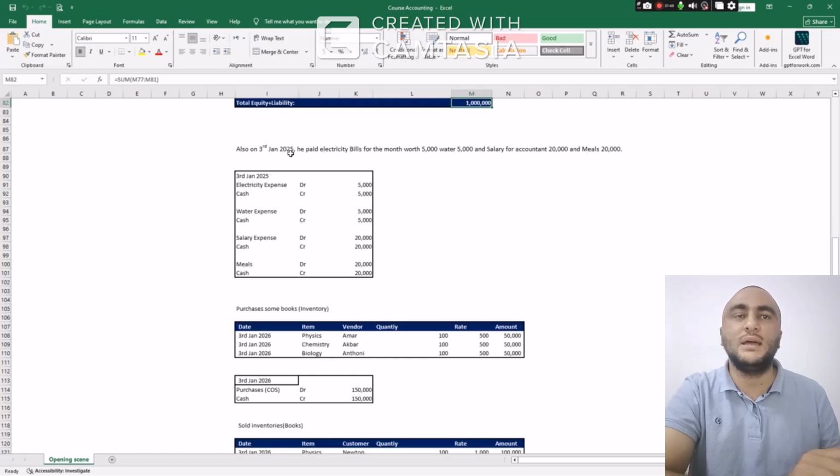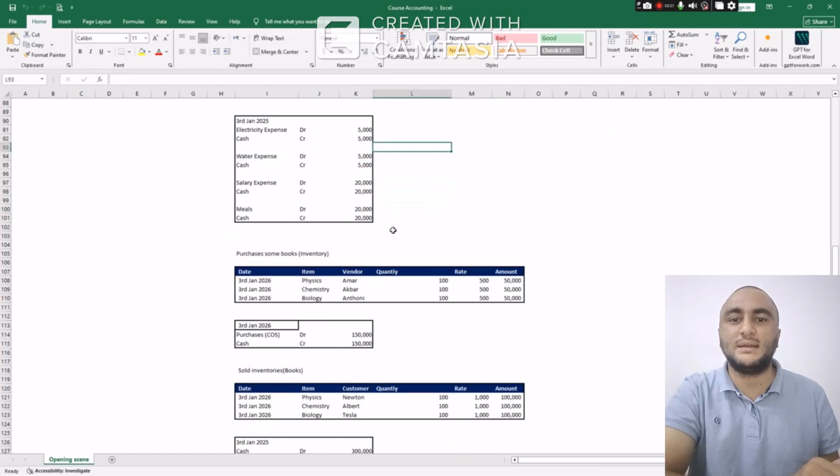So on 3rd January, to make our income statement, we need some more entries, some more transactions. Like 5,000 we paid in water expense, 5,000 for electricity, 20,000 for accountant, and 20,000 in meals during this time period. So the entry would be like this. Electricity expense will be debit, cash will be credit. So electricity expense debited, water expense, salary, and meal debited, and cash credited here. In total 50,000 was credited from cash.